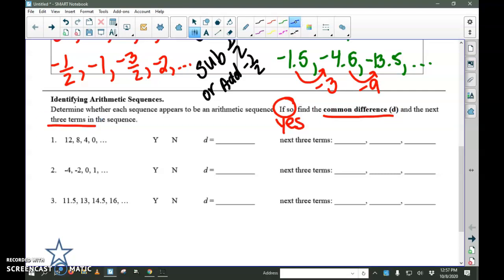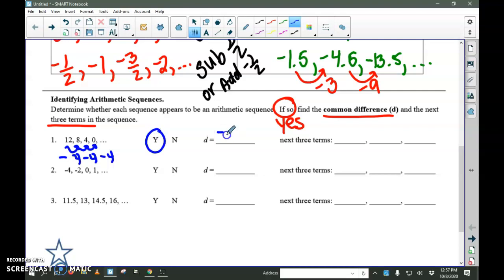All right, so let's take a look at problem 1. I have this list of numbers, or this sequence, 12, 8, 4, 0. To get from 12 to 8, I have to subtract 4. To get from 8 to 4, I have to subtract 4. To get from 4 to 0, I have to subtract 4. I'm subtracting the same number each time, so yes, this is an arithmetic sequence.